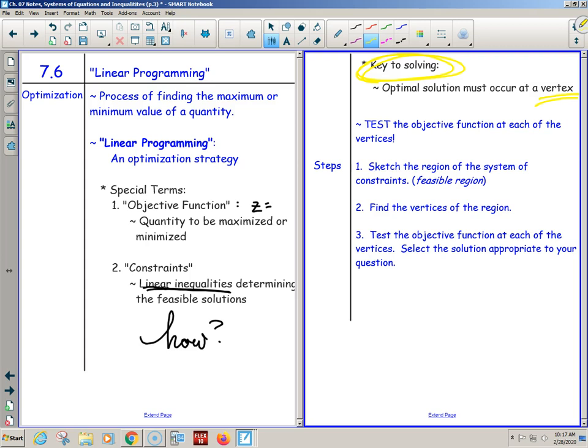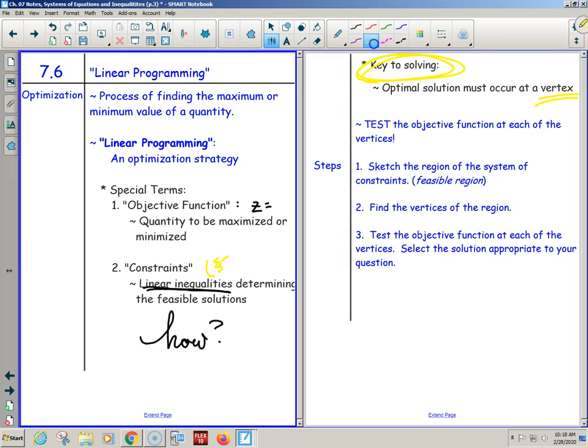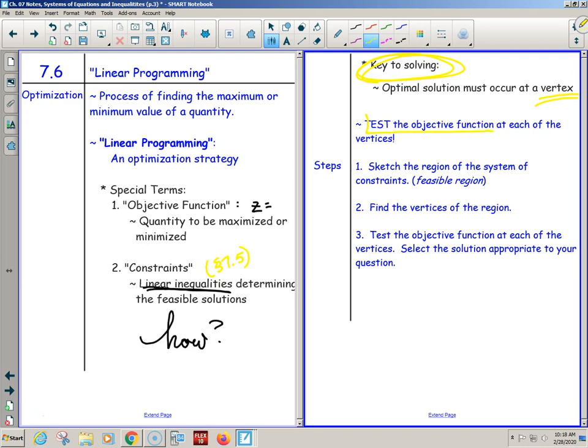Once we shade section 7.5, once we take what we have and shade it, once we find the vertices, all we have to do is test the objective and say, you know what? The highest and the lowest is going to be at one of those.